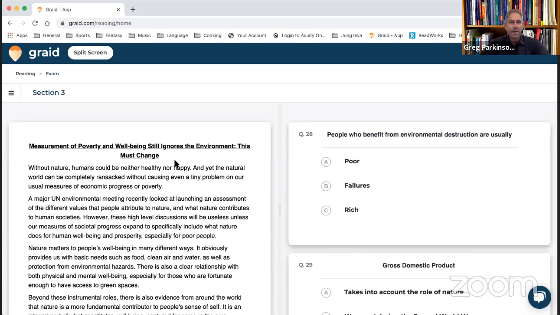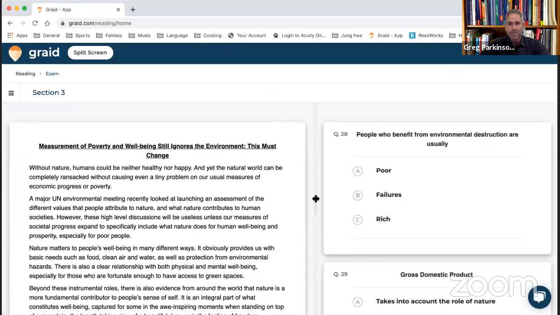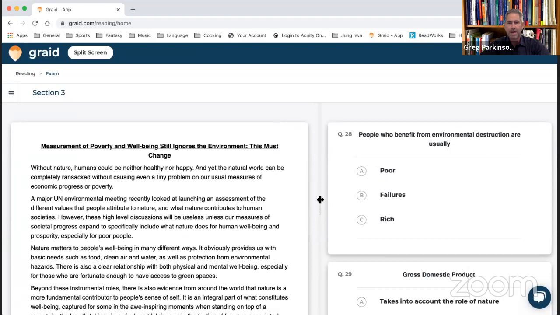Okay, I'll let you read the title only, which we can see here. Okay, and also what you can see is the feature of the GRAID practice format or the GRAID practice test where we have a split screen. What I just did there is I just changed the ratio of the split so it's easier for me to read the text.